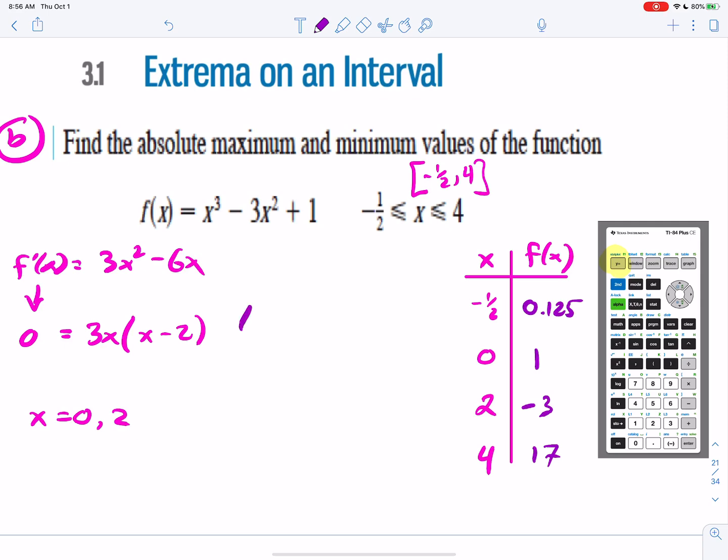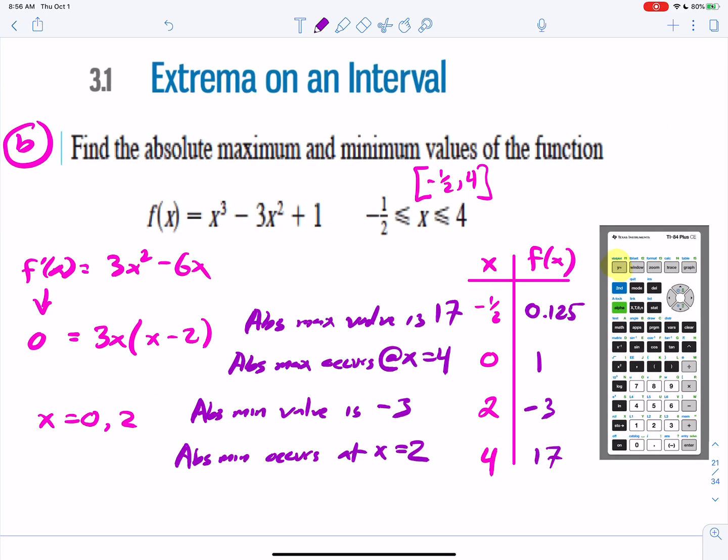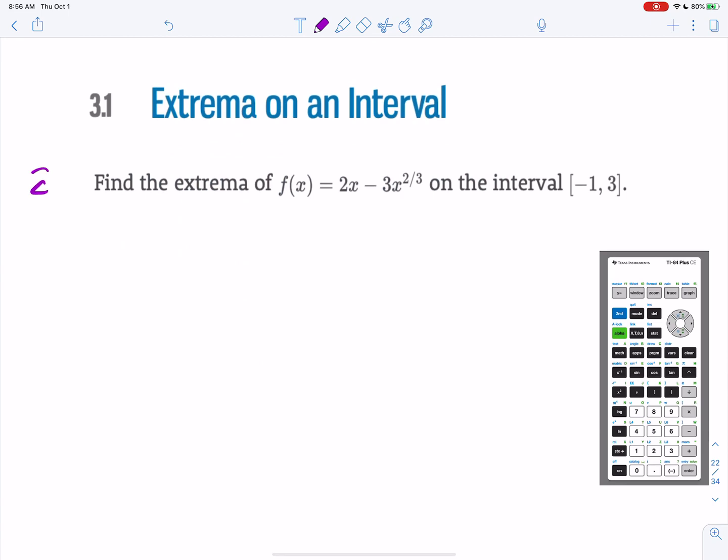Okay, so my conclusion is the absolute max value is 17. Absolute max occurs at x equals 4. Absolute min value is negative 3. Absolute min occurs at x equals 2. There you have it. Okay. Let's keep going. Here's part C. Try this one out and press play when you're ready.